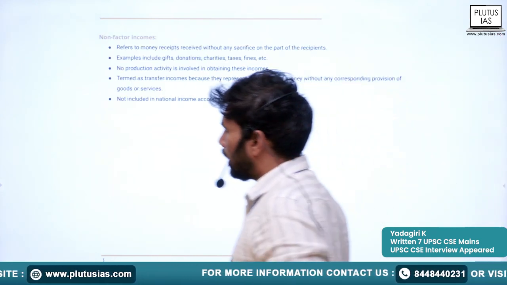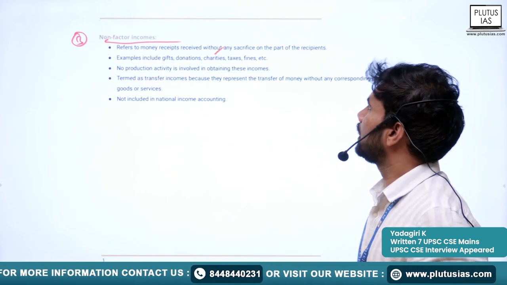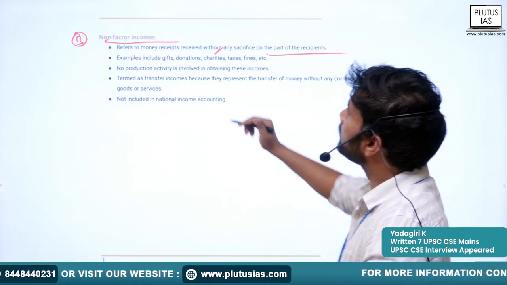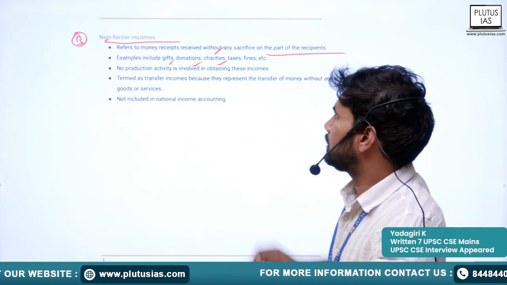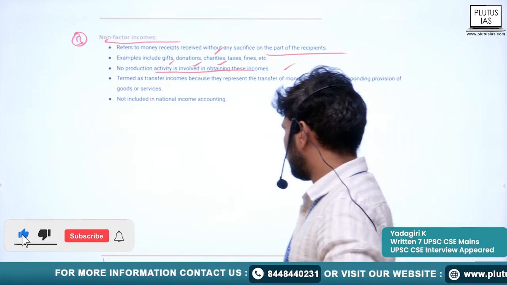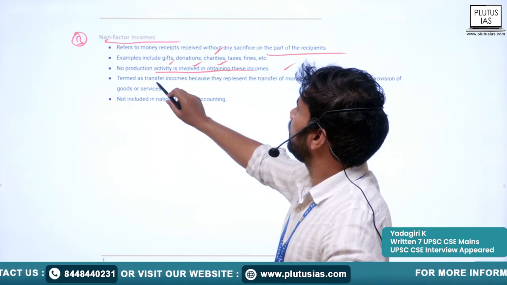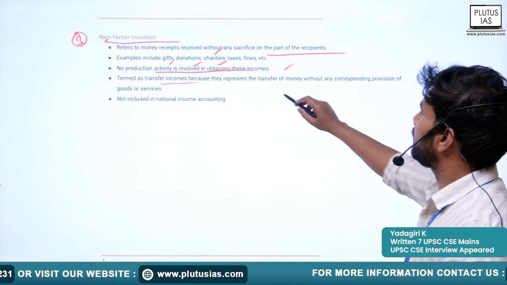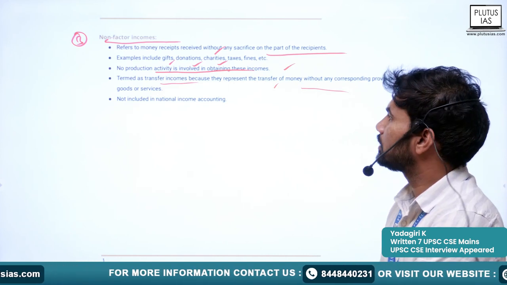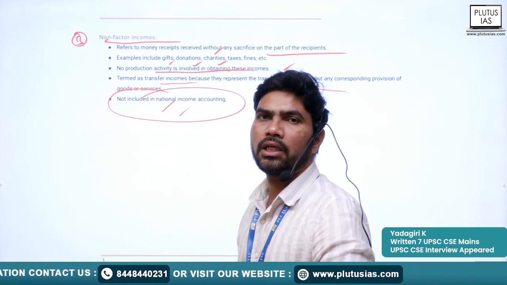Right. Next, another category of incomes is non-factor incomes. So these refer to money receipts received without any sacrifice on the part of the recipients. Examples include gifts, donations, charities, etc. So here, no production activity is involved in obtaining these incomes. It is termed as transfer incomes because they represent the transfer of money without any corresponding provision for goods and services.